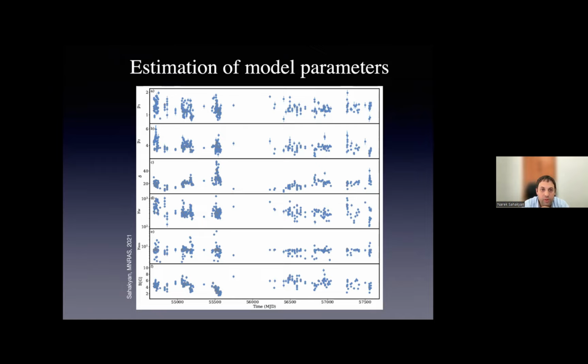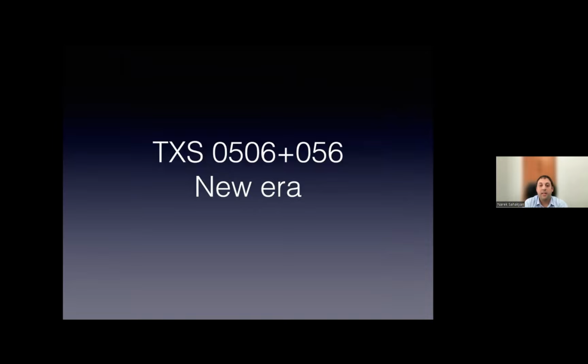This is about the leptonic part. So I move to the second part of my presentation, which is about these blazars, the KS0546, and I call it new era. Why new era? Because after the observation of these blazars, they started a new field called multimessenger observation of blazars.